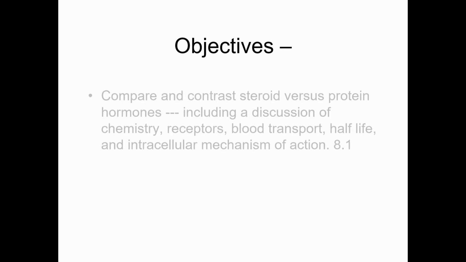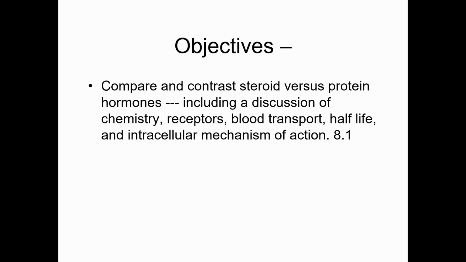So we always start with learning objectives. The first learning objective is a large one. I want you to compare and contrast steroid hormones versus protein hormones. Now there can be many categories of hormones, so glycoproteins and peptides, amino acid derivatives, steroids, eicosanoids, all those sorts of things. But I'm going to ask you to boil down the categories into two. So lipid-soluble steroids versus water-soluble protein hormones.